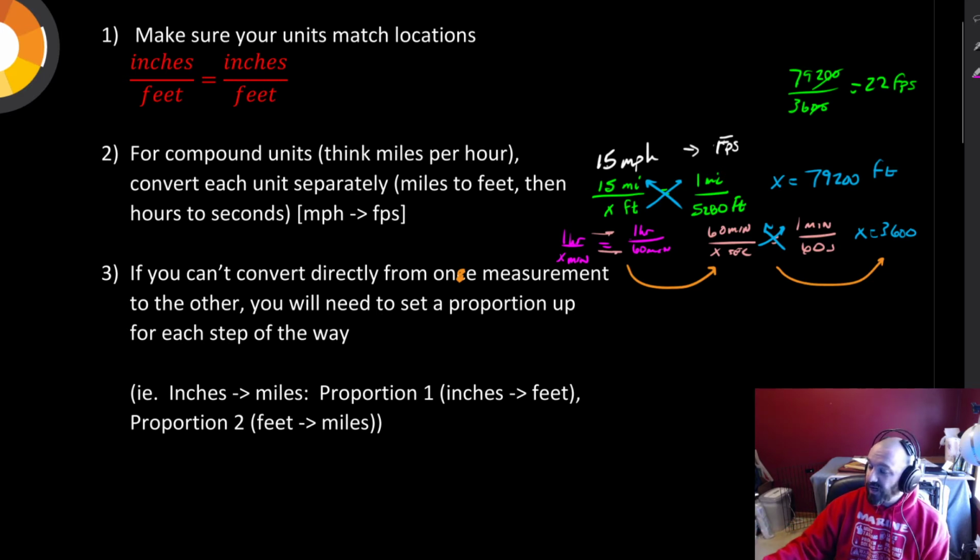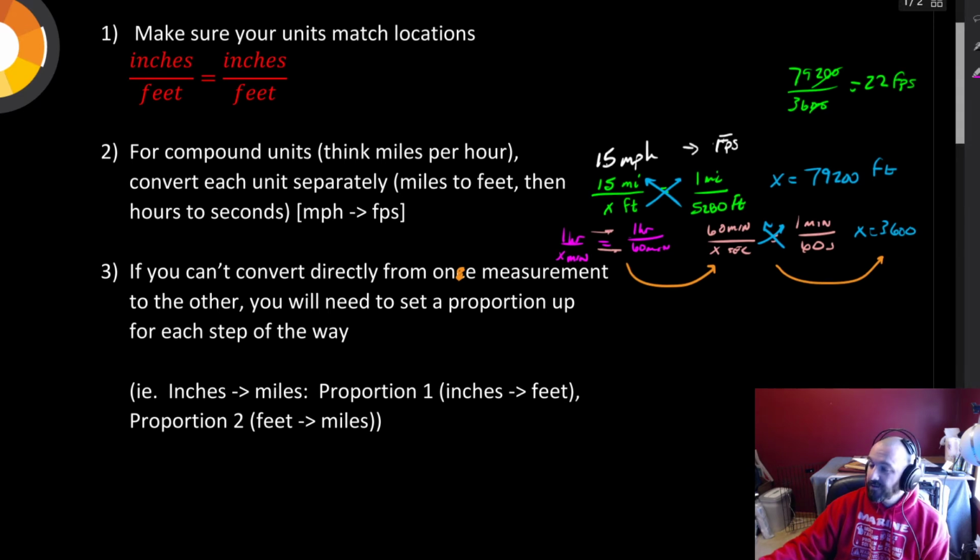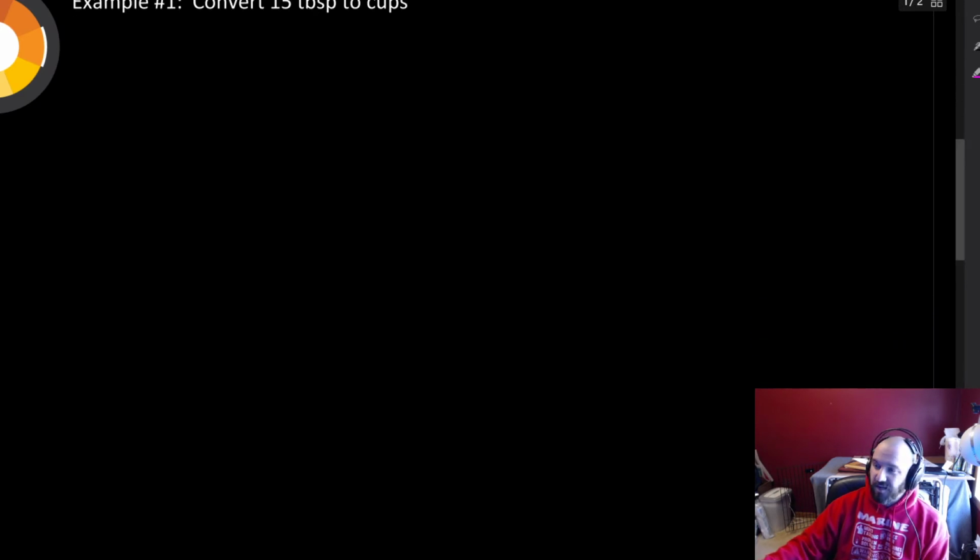So those are just the 3 quick rules on working with proportions. And then here's a couple of examples. So let's start in white and we'll go from there. Example 1, convert 15 tablespoons to cups.